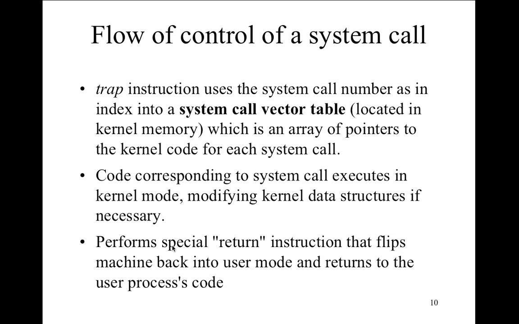So the flow of control of the system call, the trap instruction uses the system call numbers as an index into what's called the system call vector table, which is located in the kernel memory. So the kernel memory, that's an interesting concept. When the kernel boots up, which is when the operating system starts essentially, it generally takes the lowest end of the memory and loads itself up to a certain point, and then user mode starts at a certain level in that memory. So we have pretty much sequential contiguous memory allocation at the lower banks, which makes it faster to access.